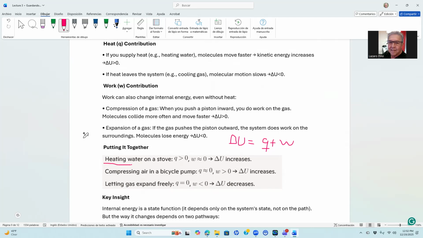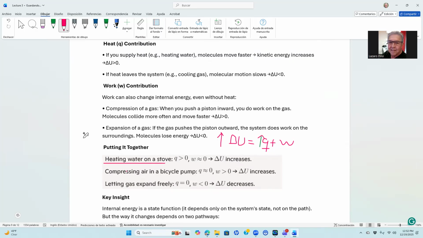If you're heating water on a stove, what will happen? Q will increase. Q will go up. So what will happen to the internal energy? It will also increase.